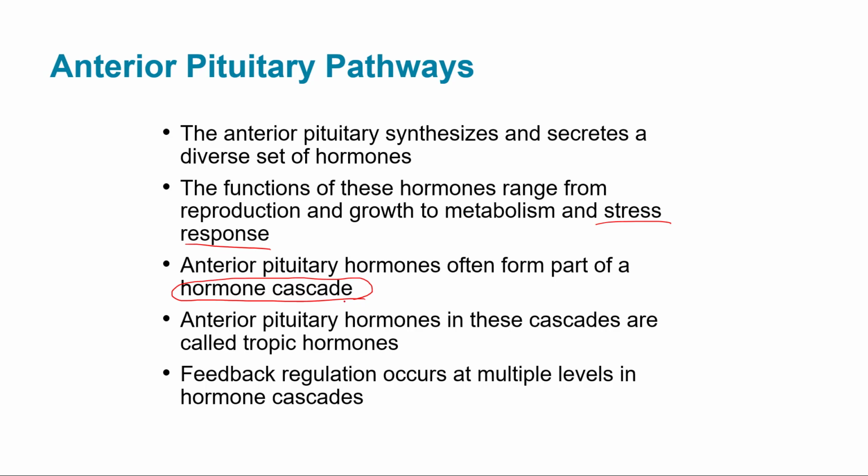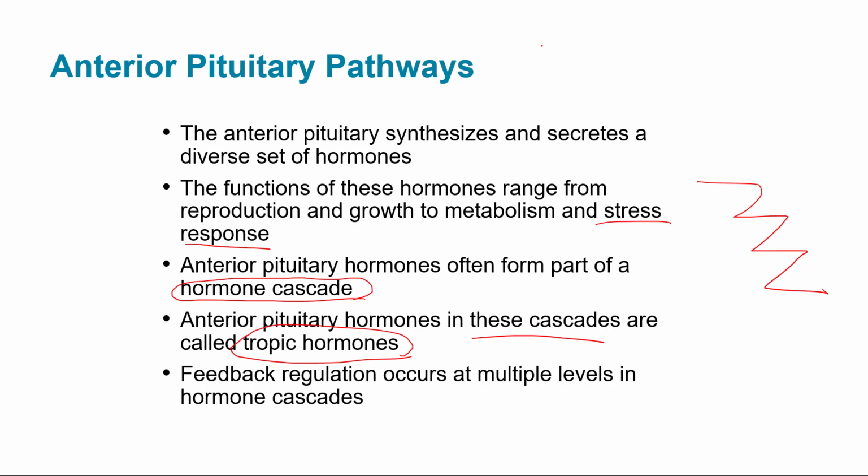a simple hormonal secretion. Okay, and these hormones that are involved in hormone cascades are known as tropic hormones. I want you to know that. Tropic, kind of like when we talk about tropic levels in an ecosystem. Tropic means different levels. There's different levels, okay? And feedback can occur at every one of these levels.